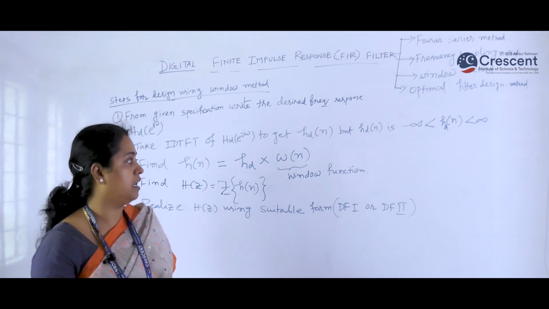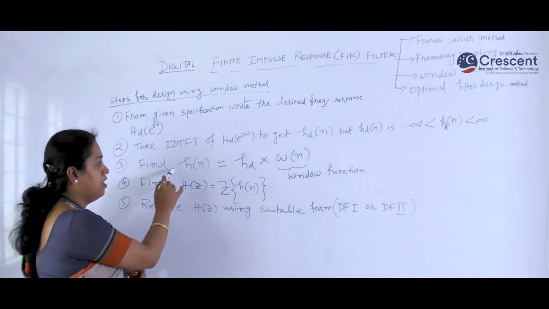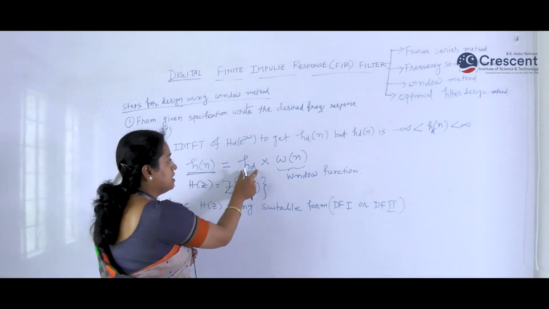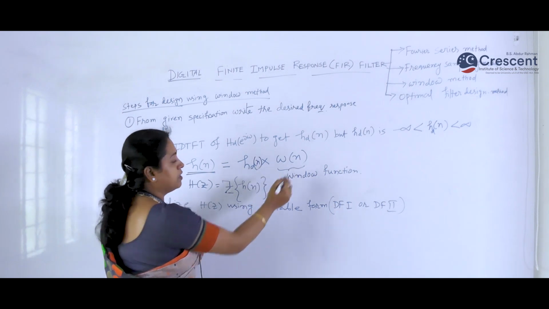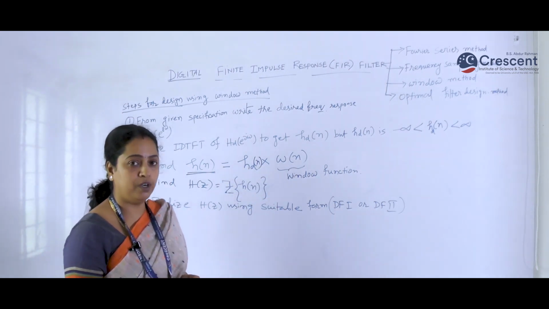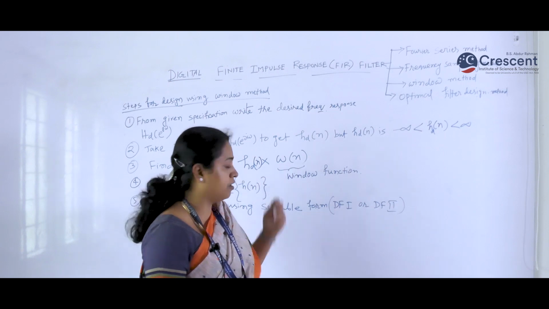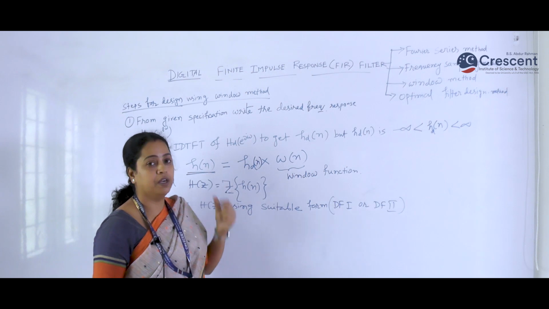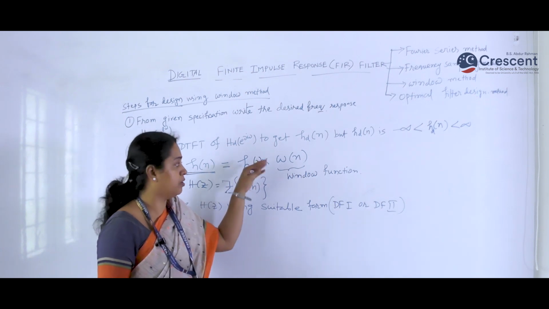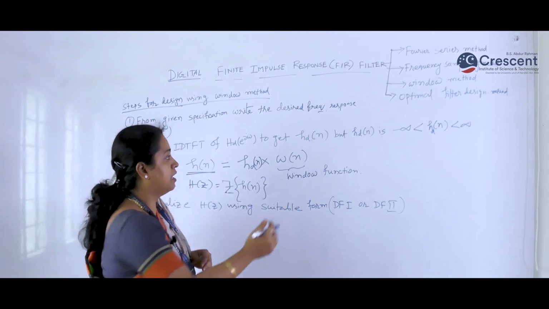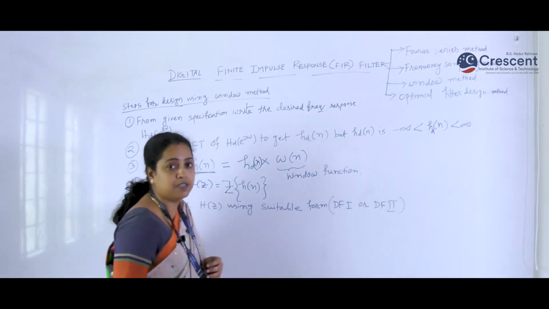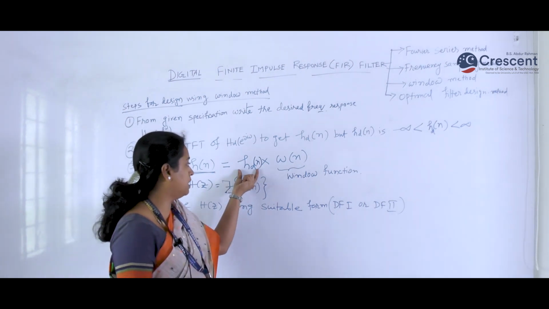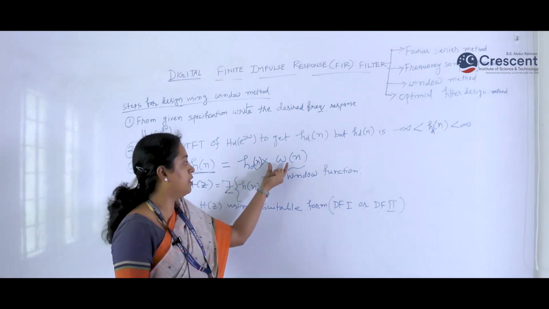This can be easily implemented using step number 3, where we have to find this h[n] by multiplying the desired hd[n] with the window function. The window function is nothing but the function which is going to give you the finite duration impulse response instead of infinite. Before applying the window, the impulse response length was of infinite duration. But how are we making it finite? By multiplying this hd[n] with the window function.